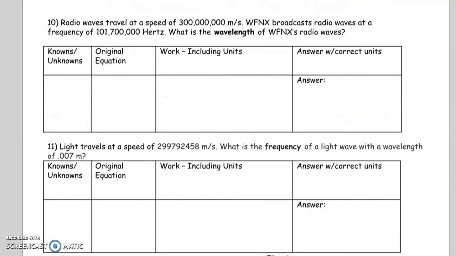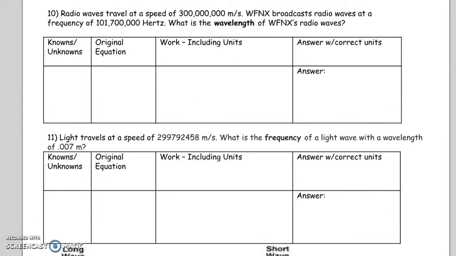All right, on to our last page. Radio waves travel at a speed of, I need more room for this, 300 million meters per second. WFNX broadcasts radio waves at a frequency of 101,700,000 hertz. What is the wavelength?